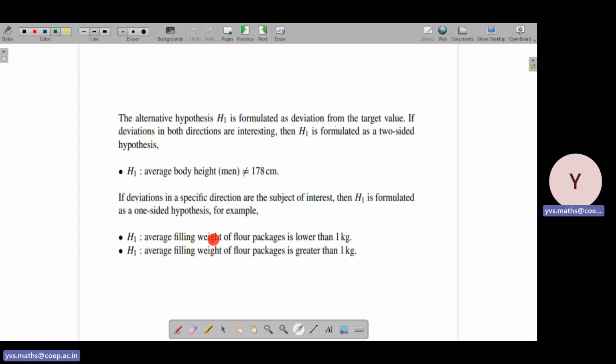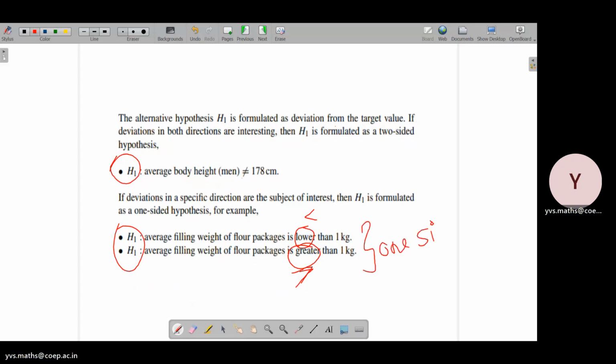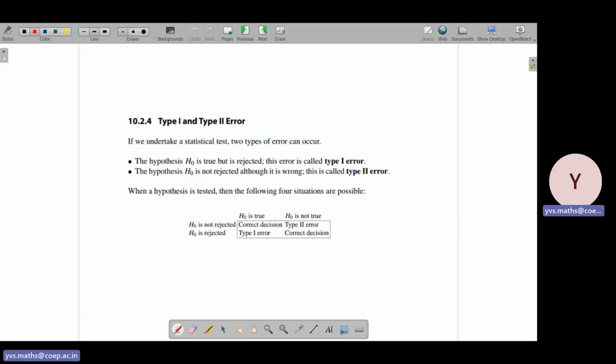And if the deviation is towards one particular side of the value, so if I say that H1 is the average filling weight of the 4 kilo of the flour package is lower than 1 kg, I mean less than. So here we are arriving at strict inequality. Okay, so we are talking about alternative H1. So if I say that it is greater than, then we call it a one-sided test of hypothesis. Okay, so this is how it goes.